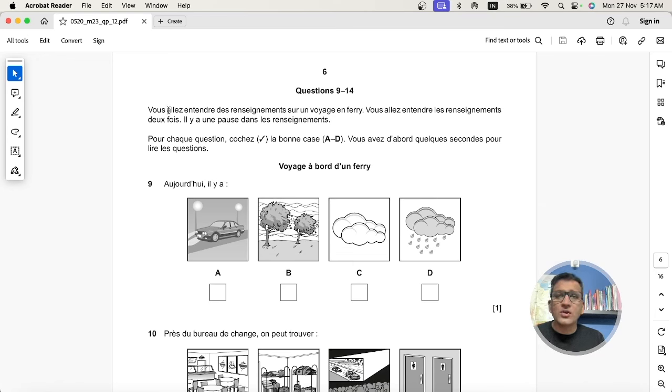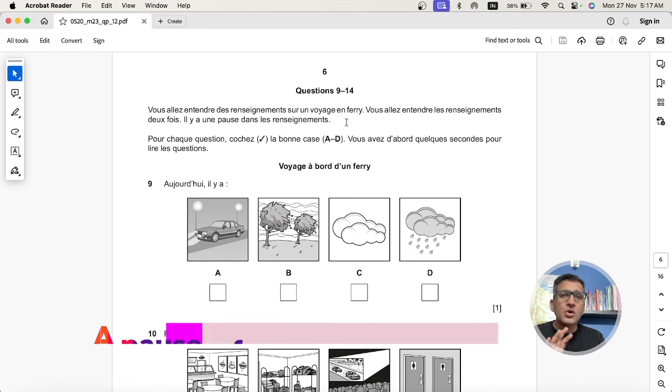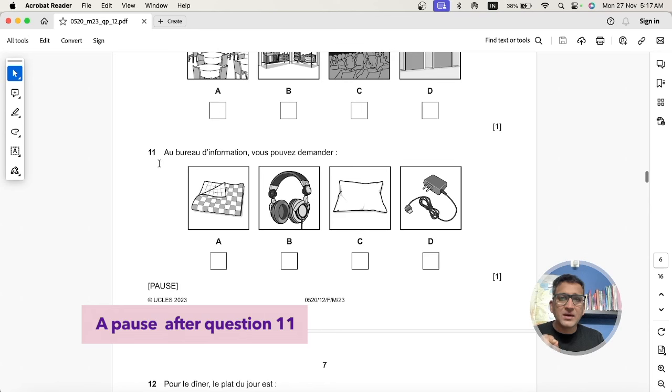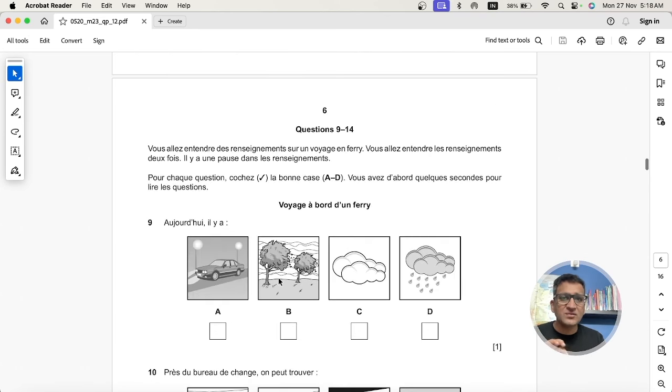So what it says, you are going to hear some informations on a trip on ferry, and you are going to hear, vous allez entendre. See, this is a future proche, and we will talk about this later when I talk about my grammatical videos. So I'll explain you in detail. Vous allez entendre les renseignements. Renseignements means the informations. Deux fois means 2 times. Il y a une pause dans les renseignements. So there is a pause after question number 11. So there is just a few second pause, and then it will continue. This is what they are trying to say.